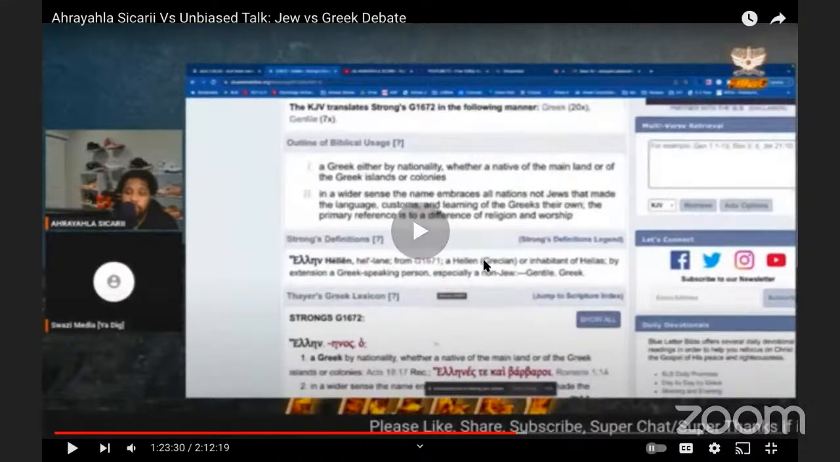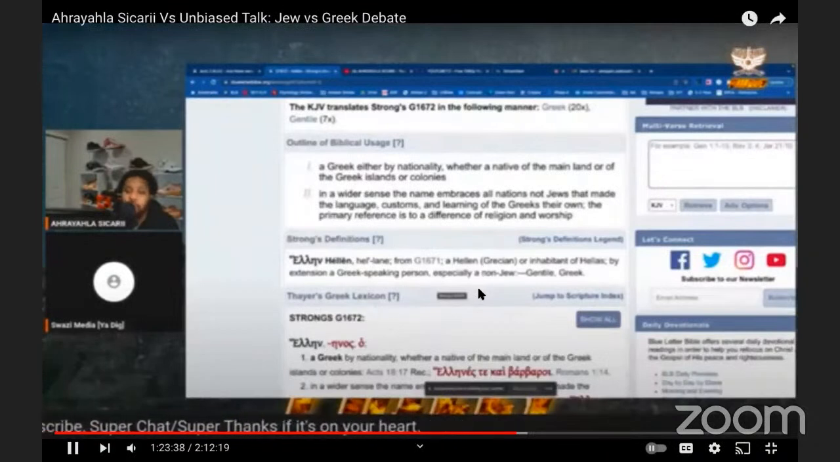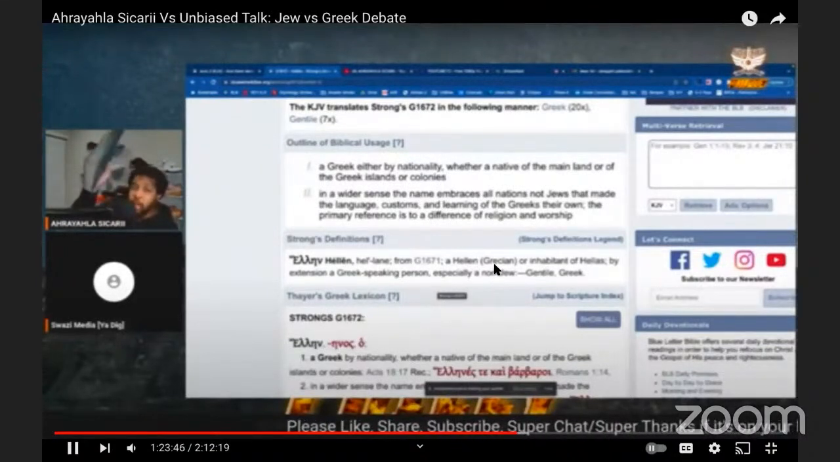Oh boy. Especially a non-Jew. So this says especially a non-Jew, so Timotheus is definitely a non-Jew. It's not definitely, again. First and foremost, Strong's Concordance is not more exhaustive than this one, sir. What does that say?